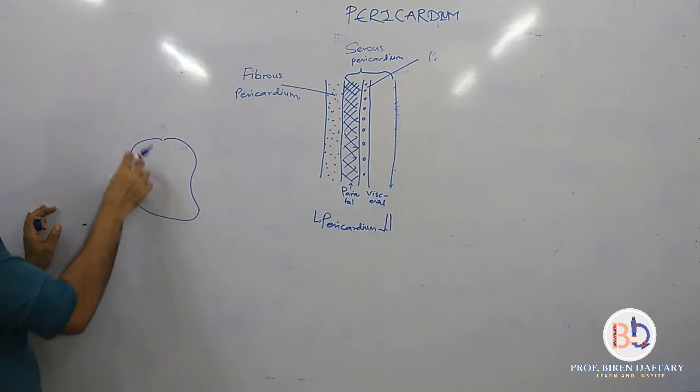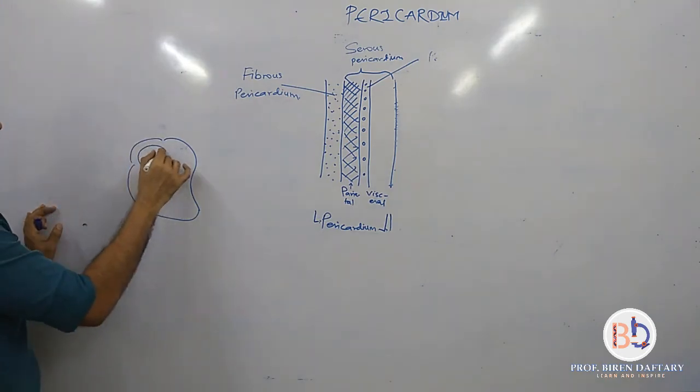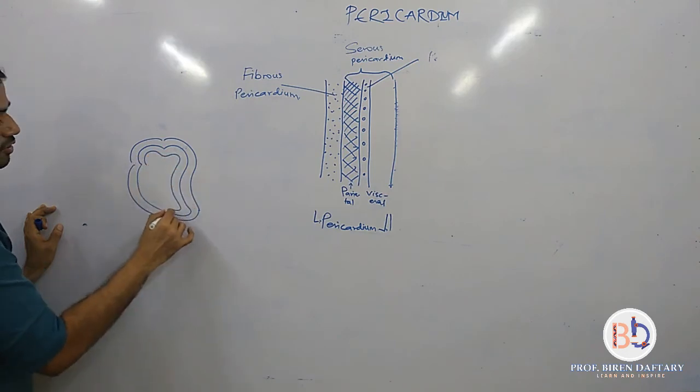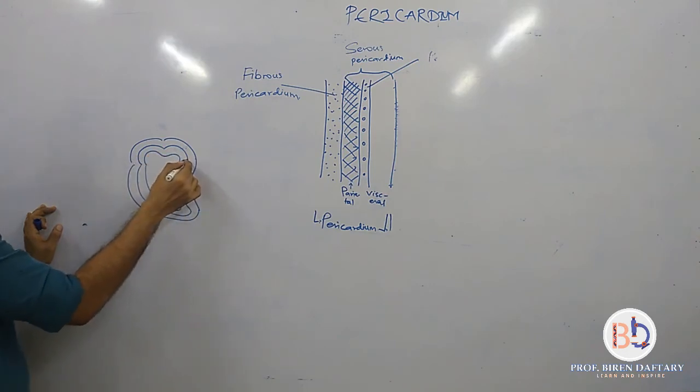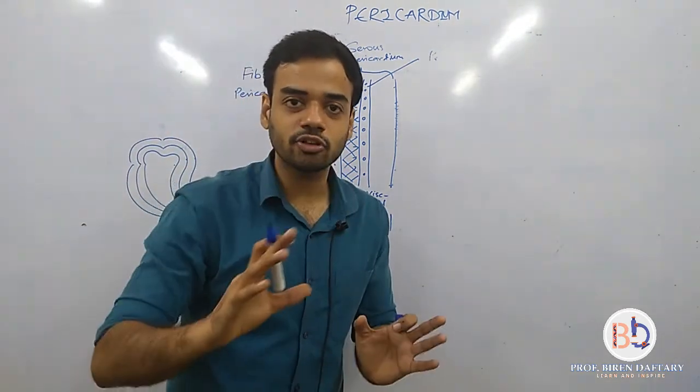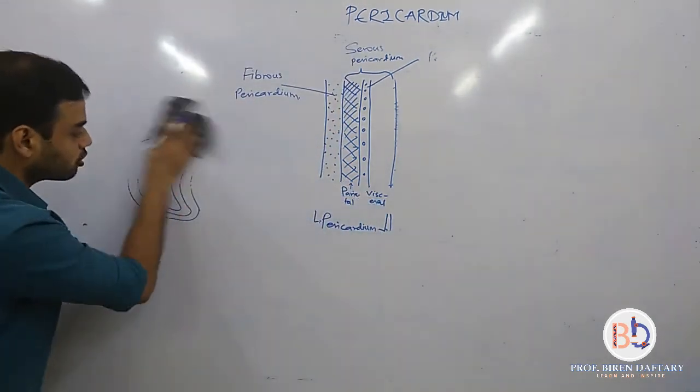Just imagine this is your outermost layer, correct? So basically there are three layers of the heart: outer layer, mid layer and inner layer. So if you cut the heart now, you will get three layers of heart. So again it is a cross section.